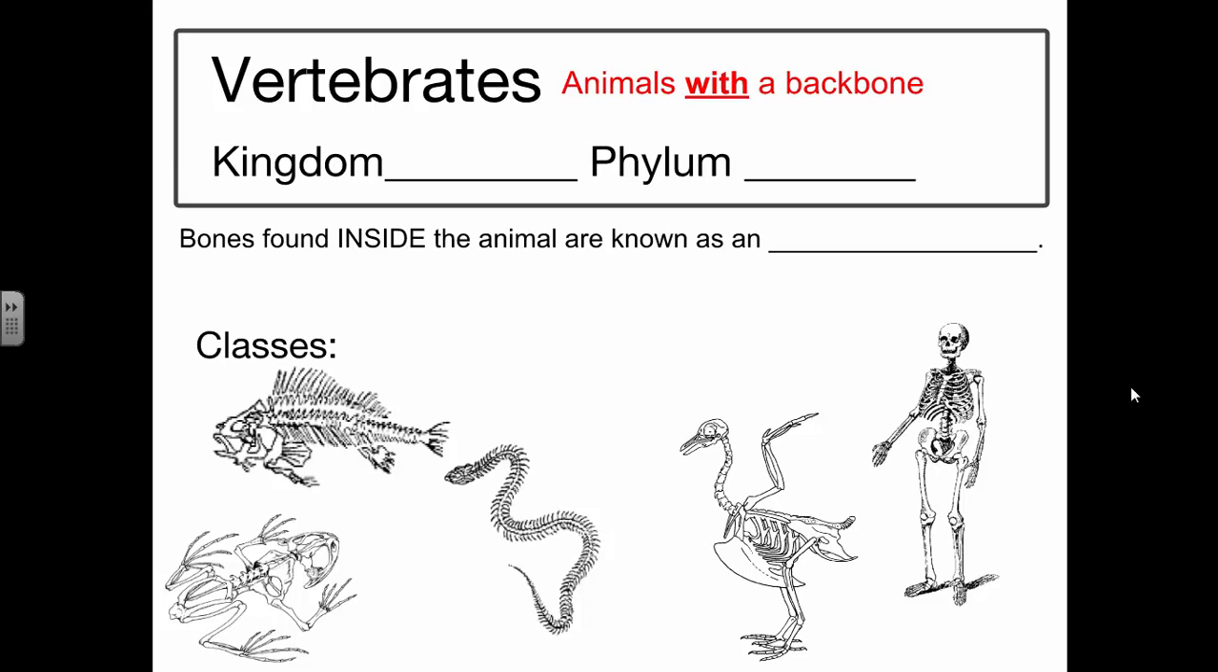The spinal cord is nerve tissue. It's the nerve tissue that takes information from your brain, sends it down to the various parts of your body, and sends information up to your brain. Okay? So vertebrates have these bones. They have the spinal cord.